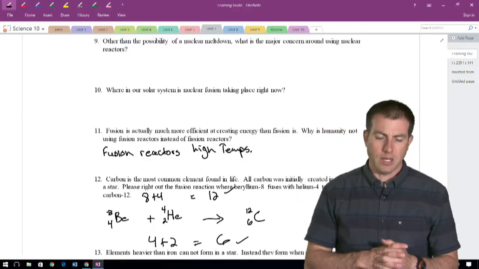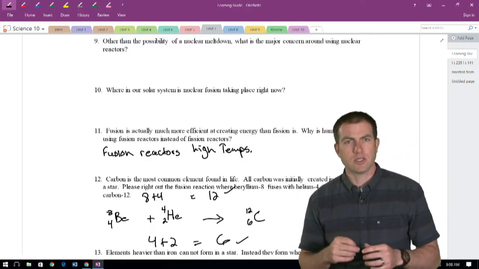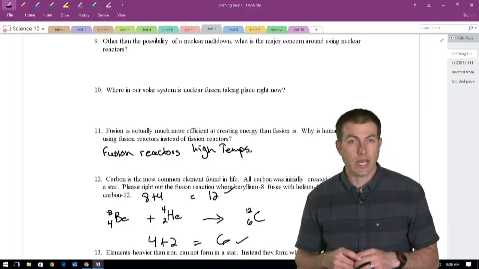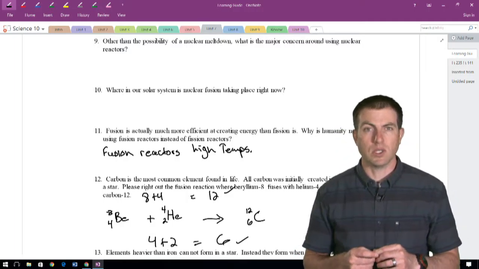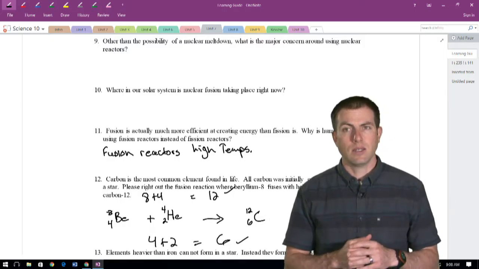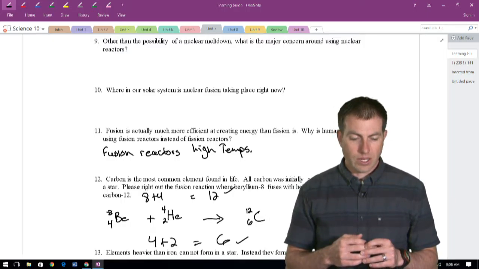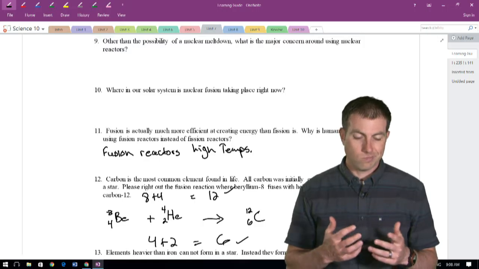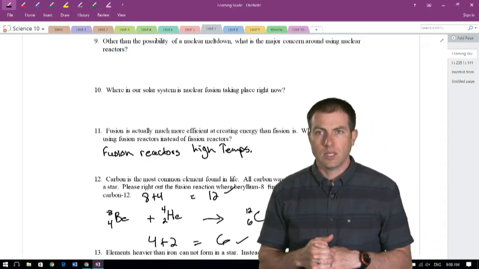So that's the largest hurdle for fusion reactors: the temperatures have to be so high, and we're not really good at containing the plasma yet. We're getting there though.